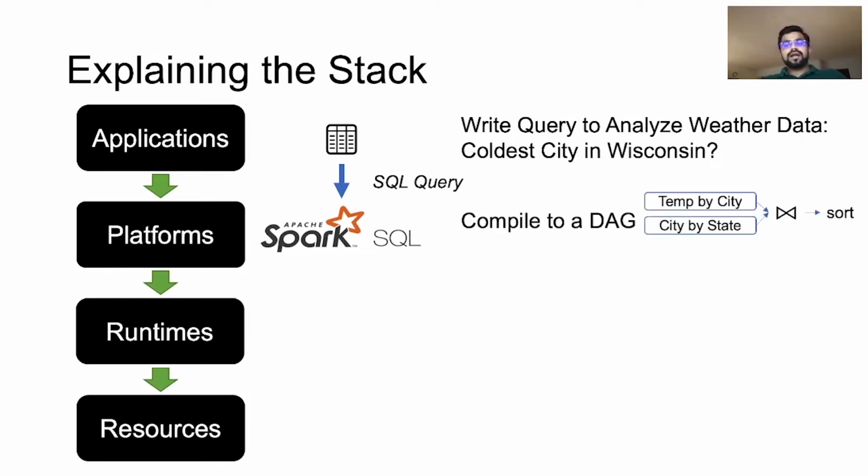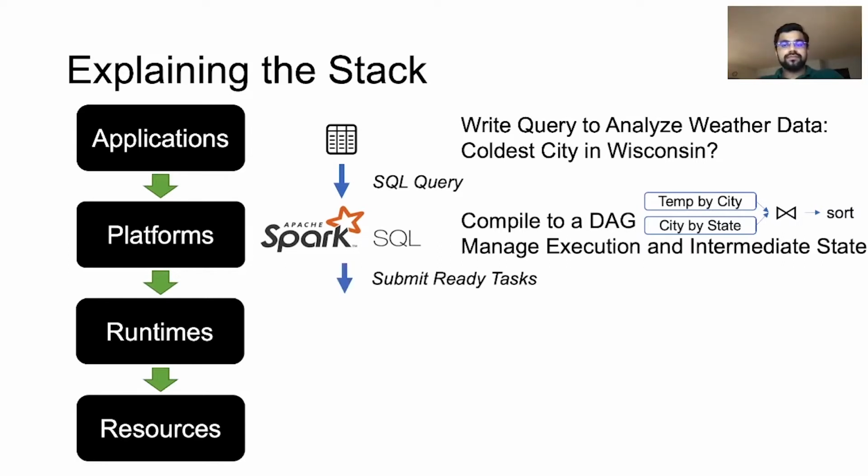The SparkSQL platform then takes this SQL query and compiles it to a data flow that can be thought of as a directed acyclic graph, that is, a DAG of operations. In this case, the DAG consists of two operations, an inner join operation on the input datasets and a sort operation on the output of the inner join operation. Apart from compilation, the SparkSQL platform is also responsible for execution of this DAG of operations. To do so, the platform submits each operation whenever its inputs are ready as a task to the runtime.